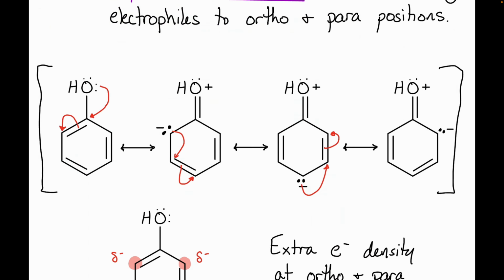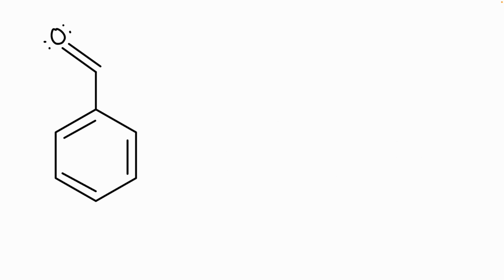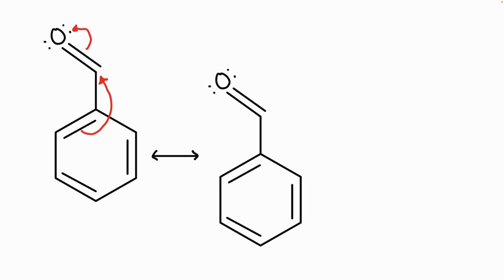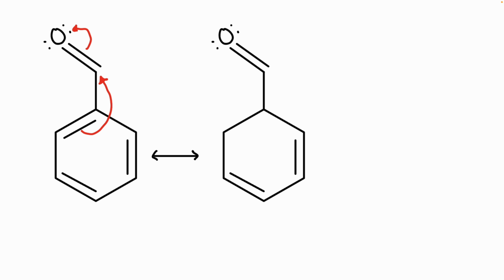All right, unlike phenol that was pushing electron density into that ring, benzaldehyde does the exact opposite. It pulls that electron density away from the ring and onto that oxygen atom. Okay, so that means that we're not bouncing a negative charge around our ring anymore. Now that negative charge has been pulled onto that oxygen.